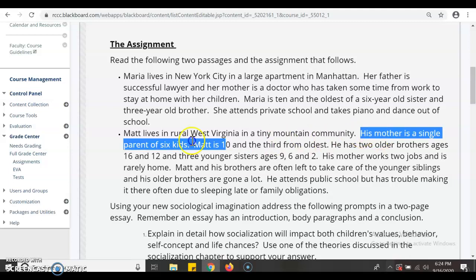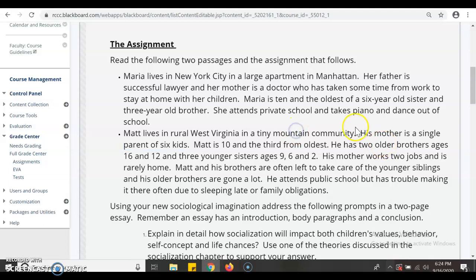His mother is a single parent of 6 kids. So again, compare this to Maria. She's got both of her parents there who both work high prestige careers. But his mother, it doesn't tell you what she does right now, but it does later. But we know that she's a single parent. She's got 6 kids versus this family's 3. Matt is 10 and 3rd from the oldest, so they're the same age, but he has a lot more siblings.